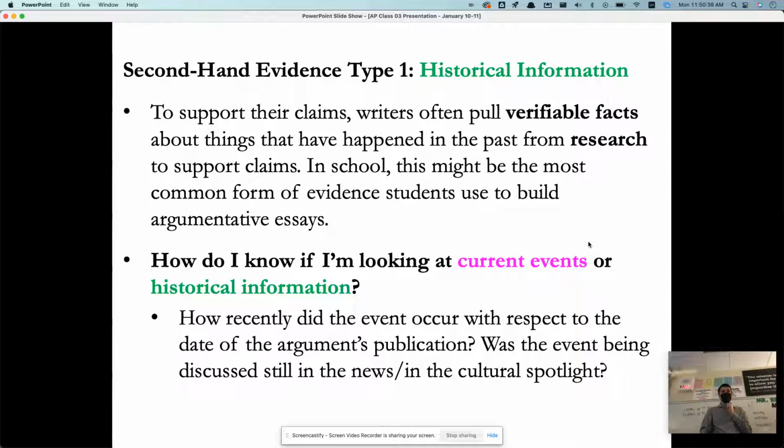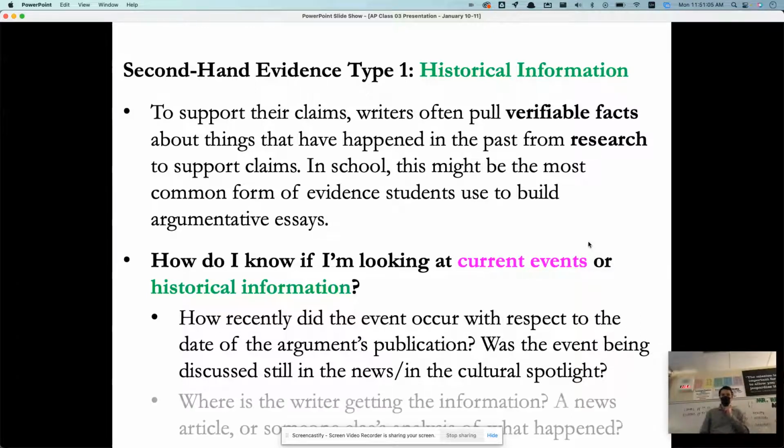Now, if an event happens in 2021 and a writer is doing some analysis of what happened, writing a book in 2022, but not citing the newspaper from right around the event, maybe they're citing other sources, or they're not even doing citation at all. They're just referring to what happened. That would be historical information, not current events.